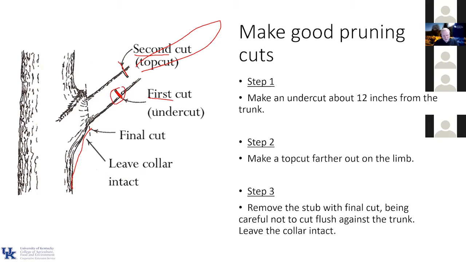Now, if we were to stop there, we would leave a snag. You don't want to do that. Your third and final cut is the final finishing cut here at the collar. And that's a 3-part cut. I use that cut several times a year, both at my own place, and I recommend it to anyone cutting out large limbs: always make a 3-part cut.